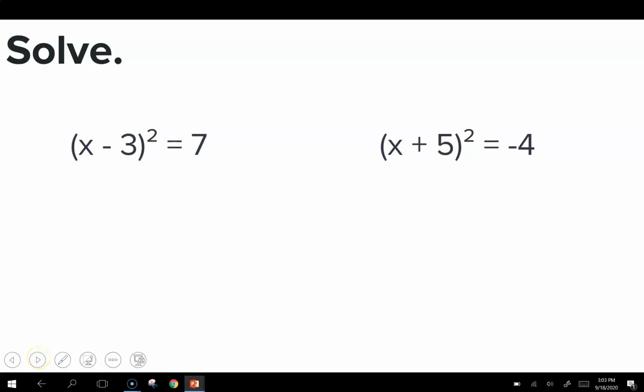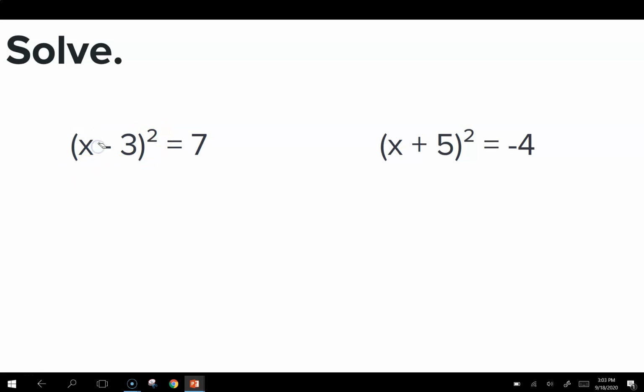Next, still using square roots. These look a little bit different because I don't have just a variable being squared. I kind of have a whole bunch being squared. So in this case, when I look at x minus 3 squared minus 7, essentially the piece that's being squared has already been isolated. This is already by itself. Nothing else is being added or subtracted.